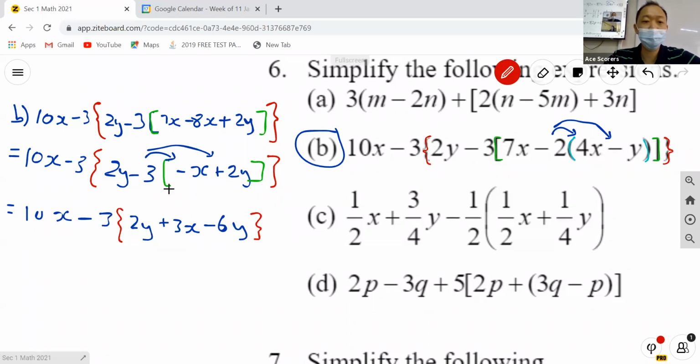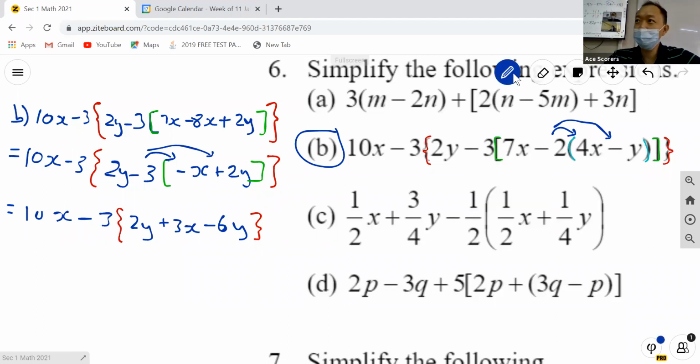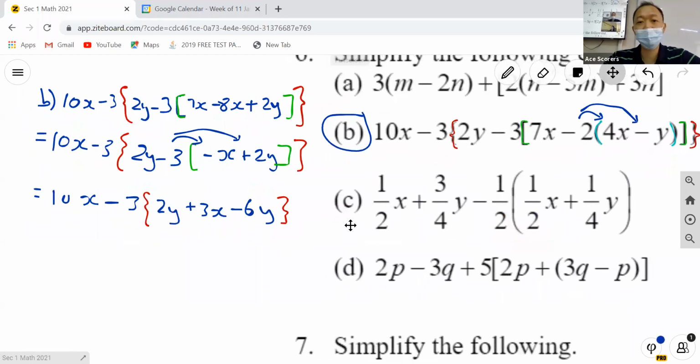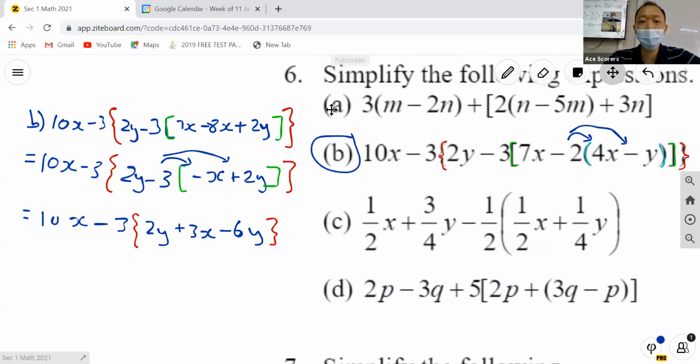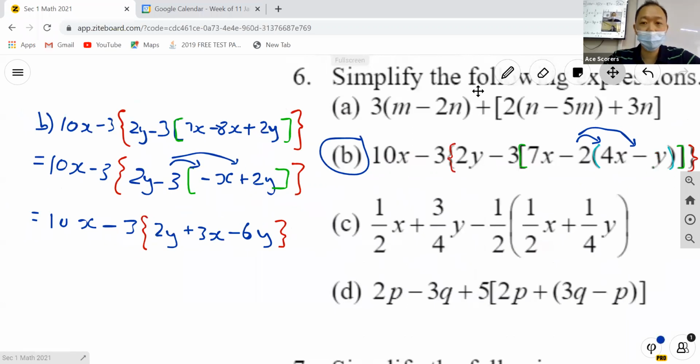Finally, I'm done with the green. Then I do the red bracket. Okay, you get the point? You get the point? Right? From inside slowly do out. Alright, so let me just complete this, right? While I'm completing this, you can do A, C, and D. Okay? You can do the A, C, and D.